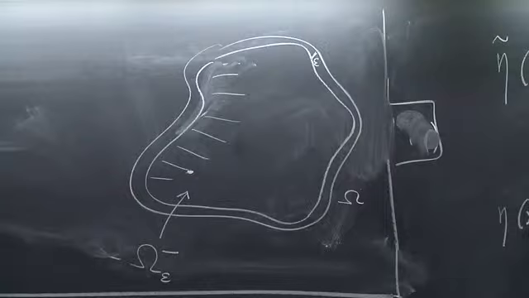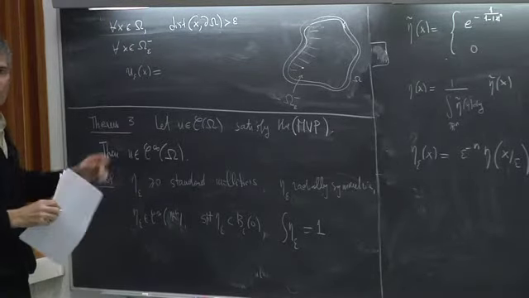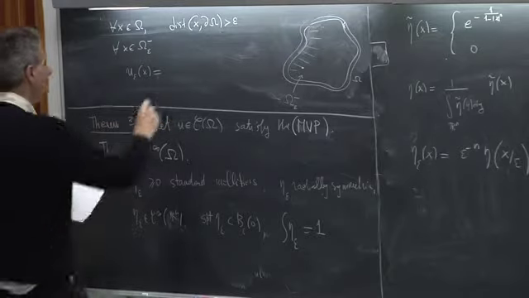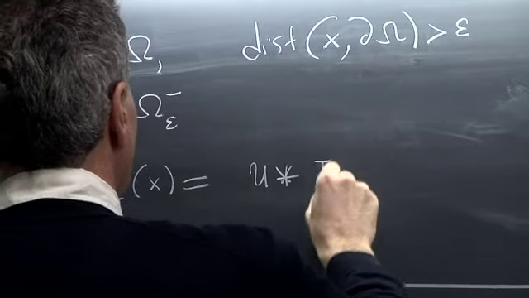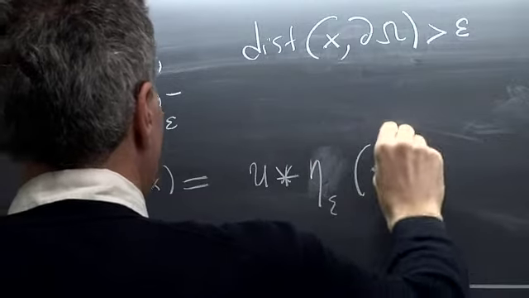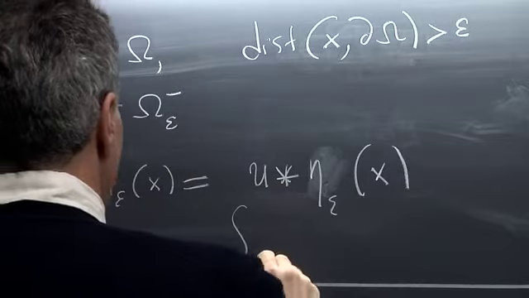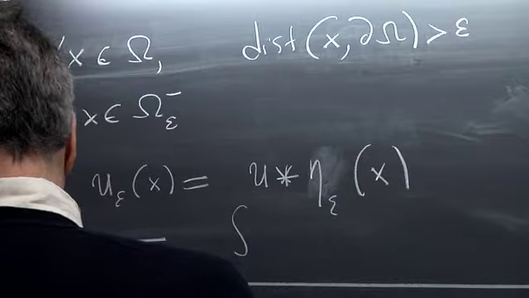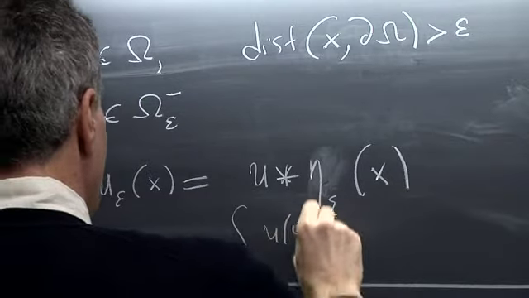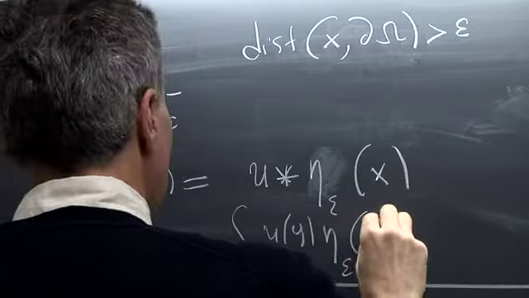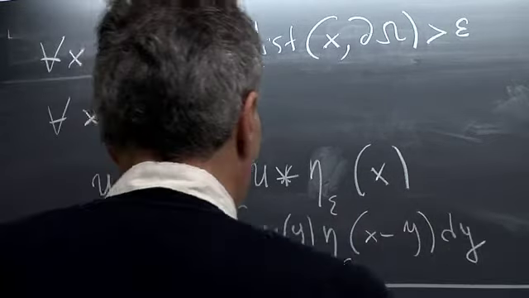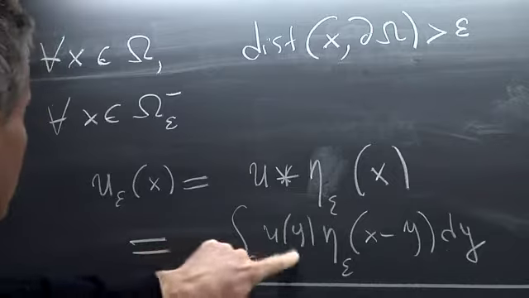So for any x in omega epsilon minus, I can consider the following: the convolution of u with eta epsilon. So this is the integral over omega, let me use the same symbols, of u of y, eta epsilon of x minus y, dy. This is the definition of convolution.